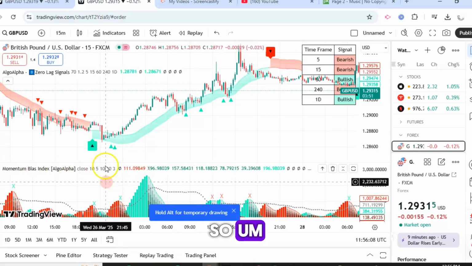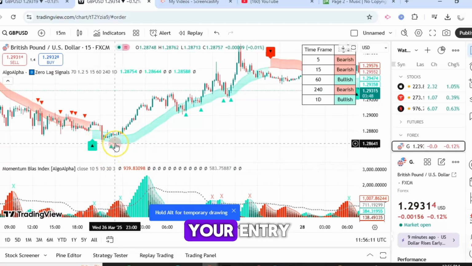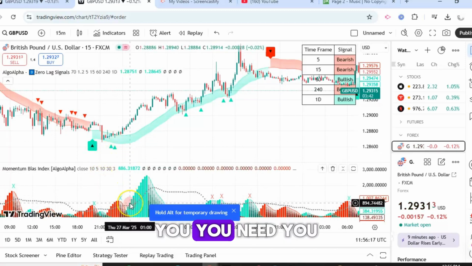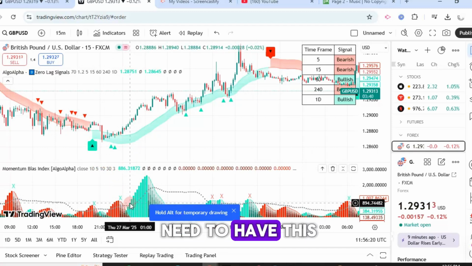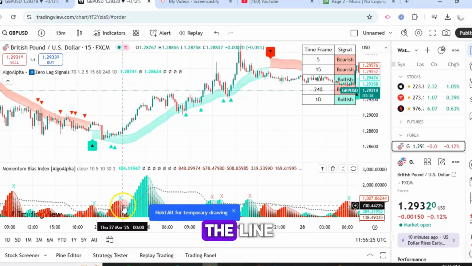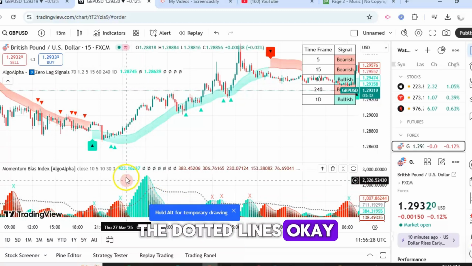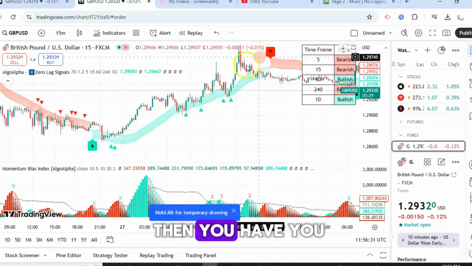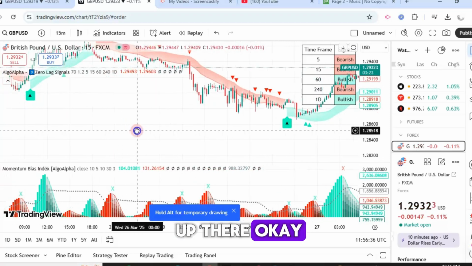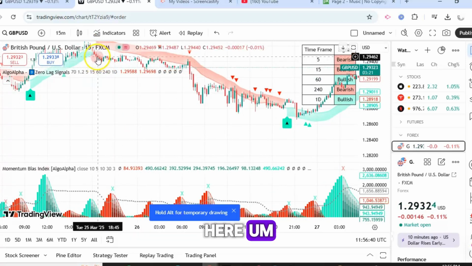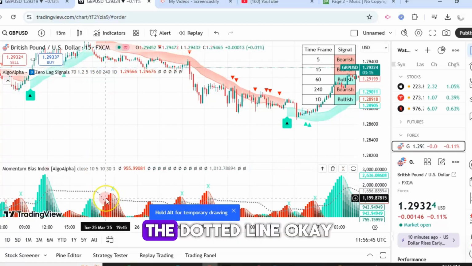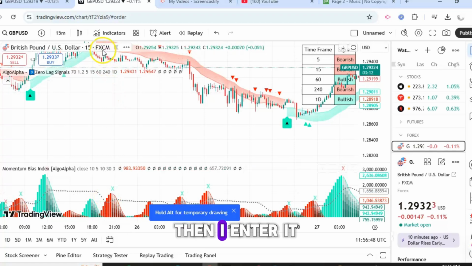When you have your entry, the filter, for instance for a buy, requires you to have this green bar above the dotted lines. Then if you enter, you see it goes way up. The same thing happened here. The signal has the red line above the dotted line, then you enter, and it comes way down.